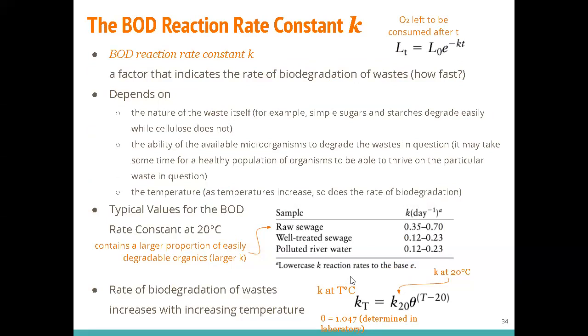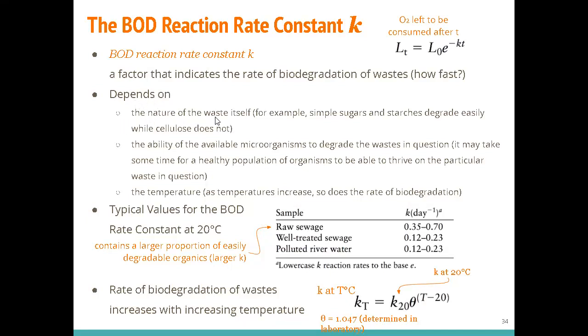Okay, so it turns out that this K is not a constant. The so-called BOD reaction rate constant K is a parameter telling you how fast the biodegradation of the waste is happening. Okay, if it's larger, then it's faster, right? Smaller, then slower. Okay, and it depends on different things. What does it mean by depending on? It means that it can change, okay?